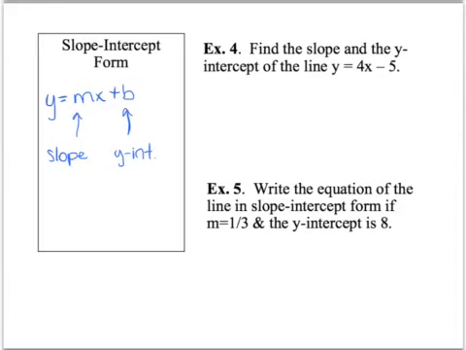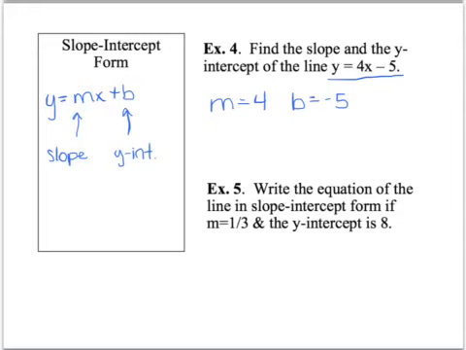Example 4. Find the slope and the y-intercept of the line y = 4x - 5. So m is 4, and b is -5. You need to remember that the slope is always going to be the coefficient of x, and the y-intercept is always your constant. Now you do not write 4x when you're talking about the slope. It's just the number.